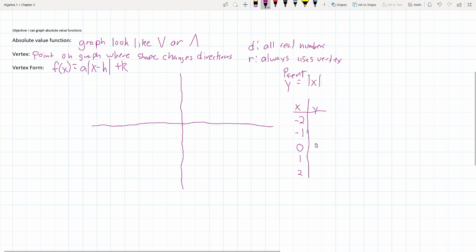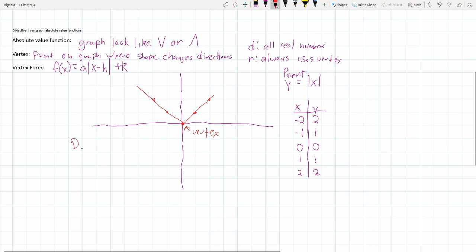The absolute value of 0 is 0. The absolute value of -1 is 1, and of -2 and 2 it's 2, and 1 and 2. So if I graph this, it's going to look like this. It comes straight down, and right here it changes direction, and that's what we call a vertex.